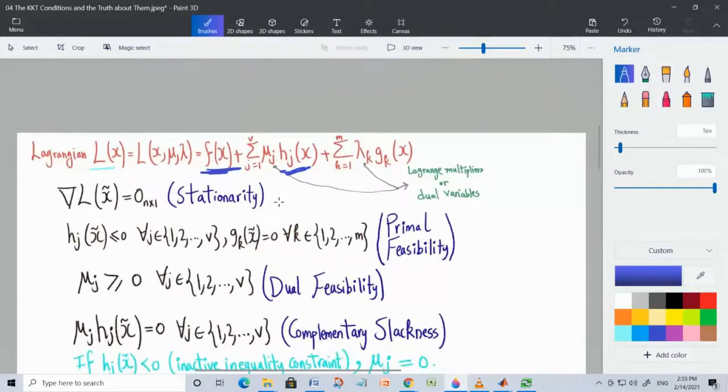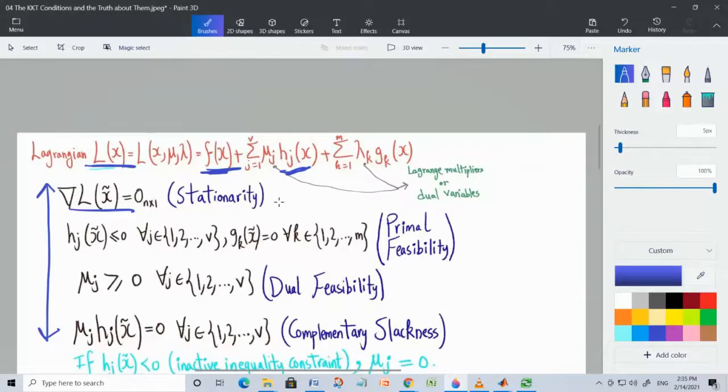Now, the KKT conditions become these conditions. Stationarity: it means that the gradient of this Lagrangian is equal to the all-zero vector. This is exactly what we had on the previous page. So you want the gradient of f plus the summation of mu times the gradient of h plus the summation of lambda times the gradient of g to give you the all-zero vector.